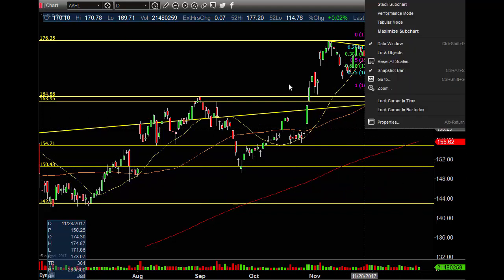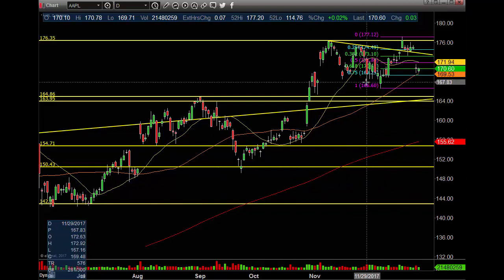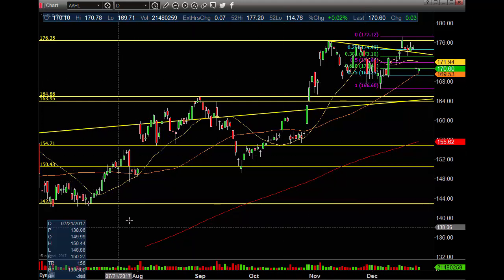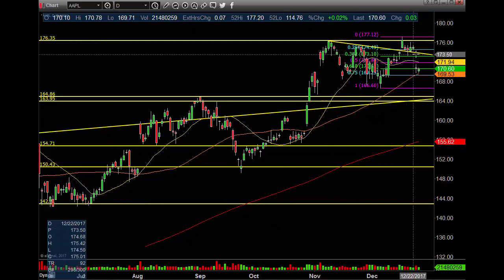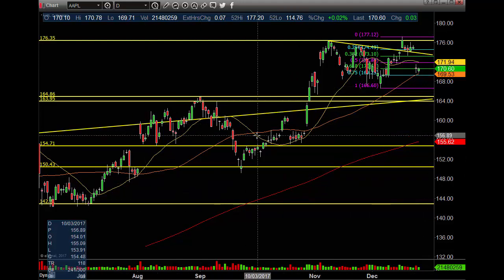Apple, I mean, it's okay still. Just tighten that stop if you're long. You want to turn a trade where if you were in this thing from 100 and now you're at 170, 175, take something off the table, guys. Man, take some profits. I would have been long gone a long time ago, but that's me.